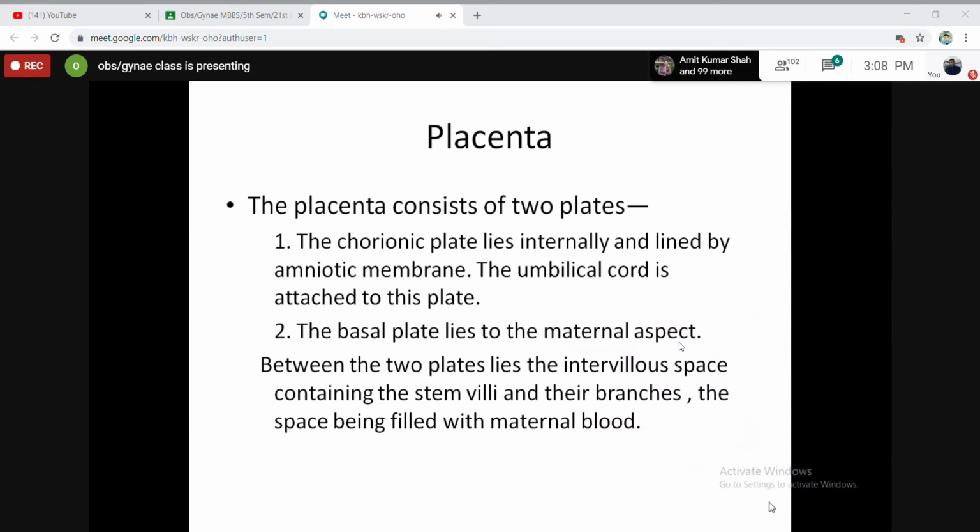So as I have told you already, the placenta consists of two plates: the chorionic plate, which lines internally and is lined by the amniotic membrane, and the umbilical cord is attached to this plate. The basal plate lies to the maternal aspect, and in between these two plates lies the intervillous space. And this intervillous space contains the stem villi, the primary, secondary, and tertiary villi, and it is filled with the maternal blood.